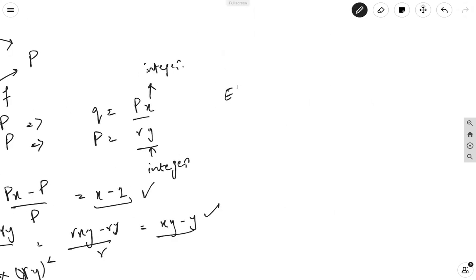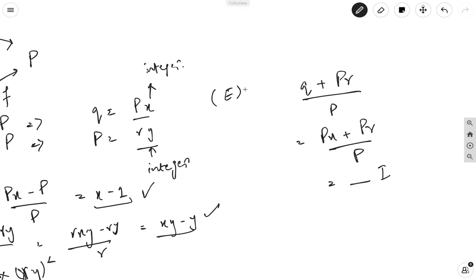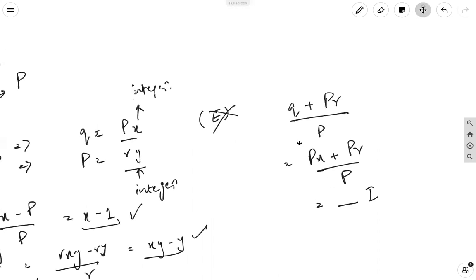And now move to the E part. E is (Q plus PR) divided by P. Q is equal to Px, and PR divided by P, again you will get an integer. P will cancel out, you will get an integer value. This is again not possible. Now moving to C.